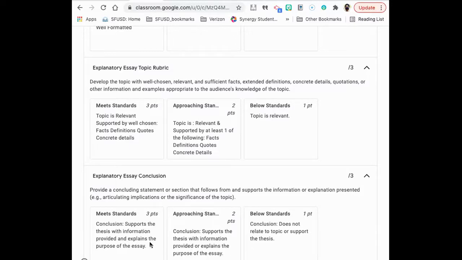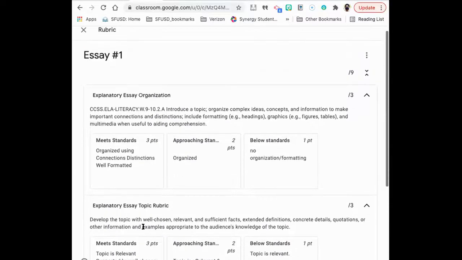If you do not know what any of these standards are, like when the conclusion says it supports the thesis with the information provided and explains the purpose of the essay, and this does not make sense to you, please come to me. I'm totally happy to break down all these words, because this is what I mean. We're going to catch up this summer.